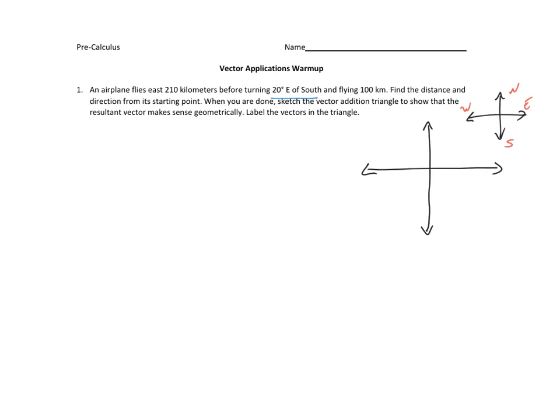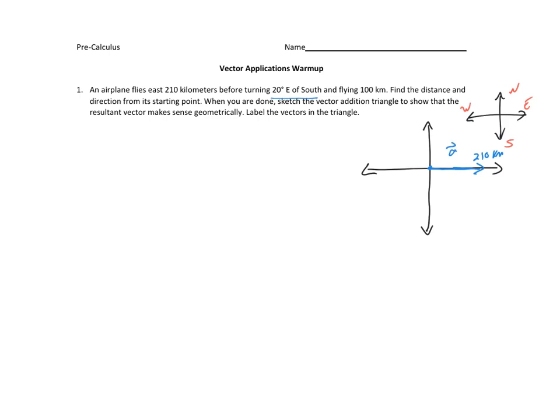So I put a coordinate grid, or just the north, south, east, west, up here on the top of our screen so we have that as a reference. So the plane flies 200 kilometers east. So I'm going to start at the origin, and I'm going to draw a vector that's 210 kilometers long. And I'm going to label this vector A.